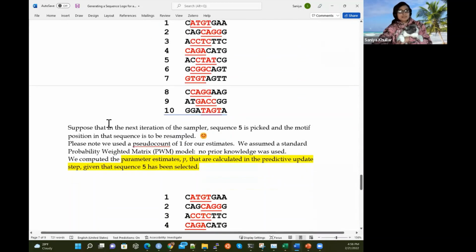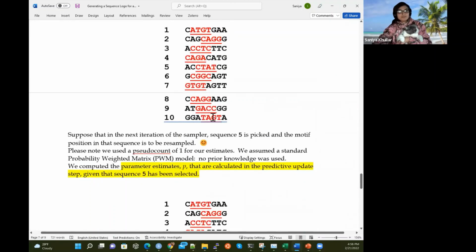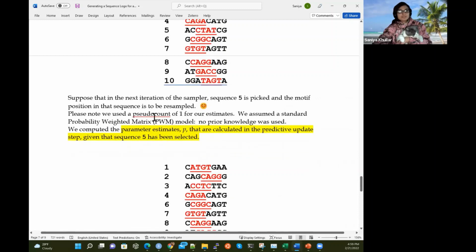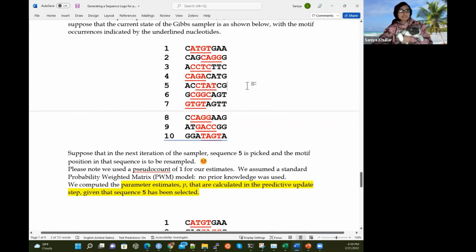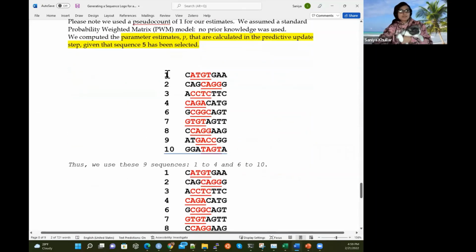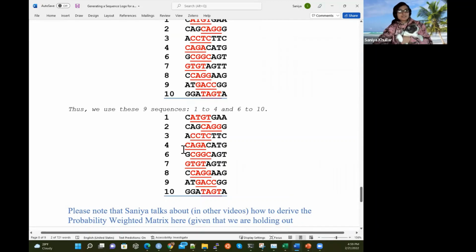So please suppose that in the next iteration of the sampler, sequence 5 is picked and the motif position in that sequence is to be resampled. Please note that we use a pseudo count of 1 for our estimates. So we assume a standard probability weighted matrix model with no prior information being used. I have videos on the palindromic model as well. So we compute the parameter estimates P that are calculated in the predictive update step, given that sequence 5 has been selected. If you select any sequence, like here sequence 5, we just cut it out. So 1, 2, 3, 4, 6, 7, 8, 9, 10. We cut out sequence 5 and use these 9 sequences, 1 to 4 and 6 to 10.